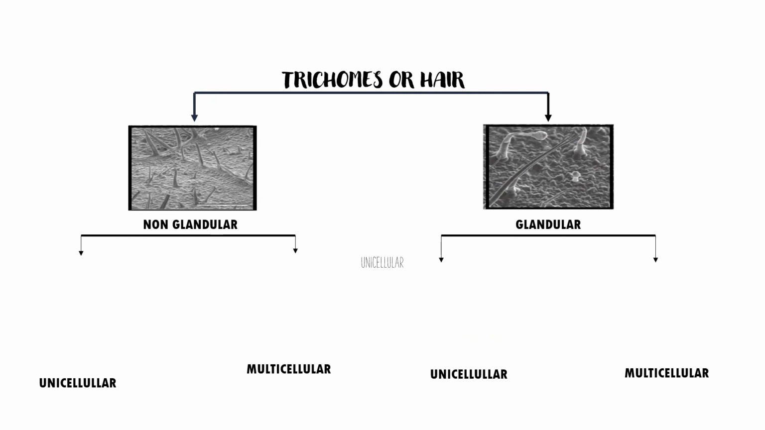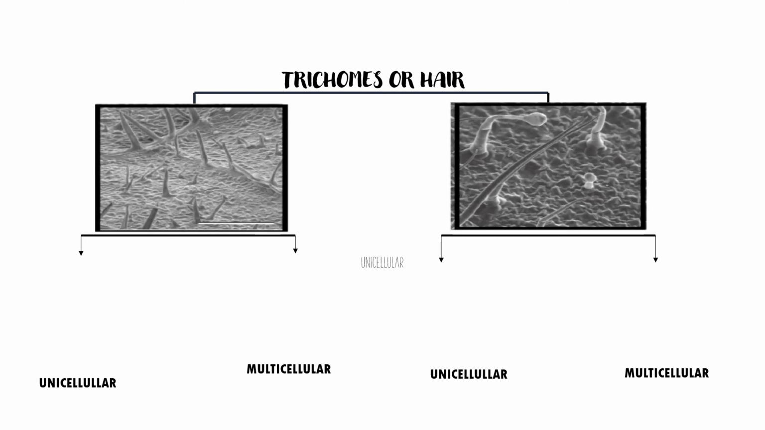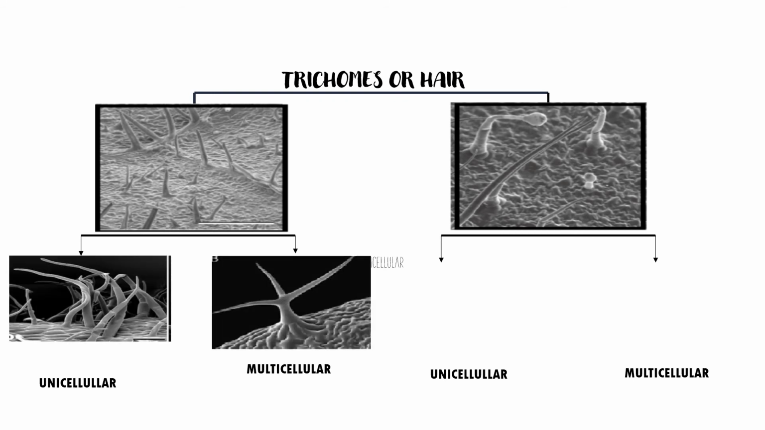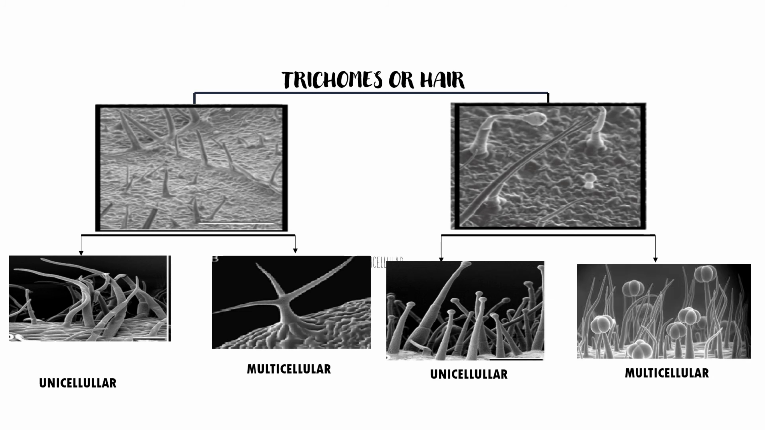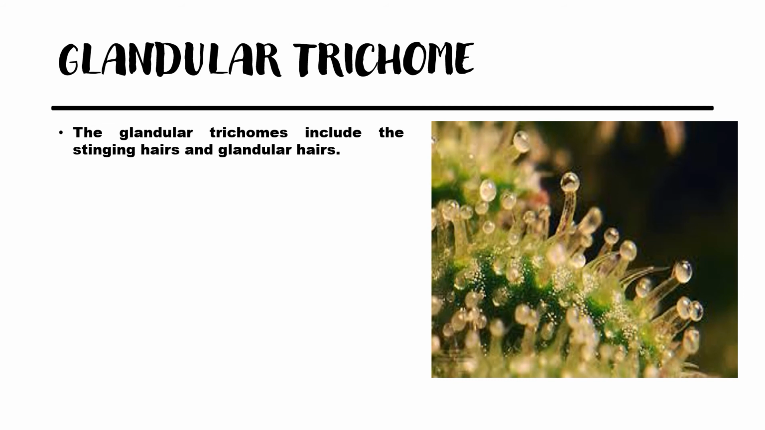There are two kinds of trichomes, non-glandular and glandular. In non-glandular, there is no secretion, whereas glandular trichome consists of a stalk and a head and it has some secretion. Non-glandular hairs are of two types, unicellular and multicellular. Multicellular can be branched or unbranched. Even glandular trichomes are of two types, unicellular and multicellular. Glandular hair includes stinging hair or glandular hairs.